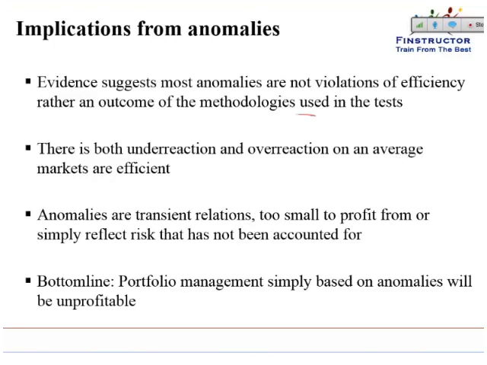So again, what we can say after all the research is that these anomalies that we've just discussed are generally transient relationships, too small to profit from, or they simply reflect risk that has not been accounted for. So small companies, for instance, outperforming large companies may be a logical thing because small companies have higher risk also. They can go bankrupt very easily, whereas large companies may give a lower upside, but they have lower downside also.